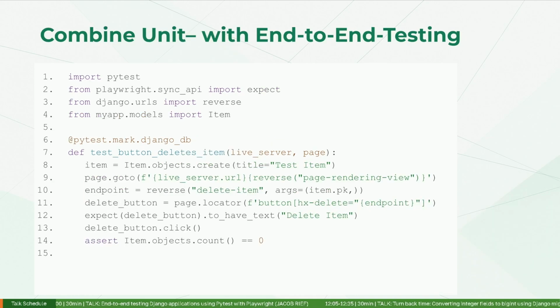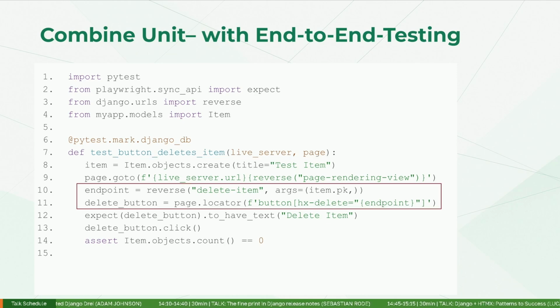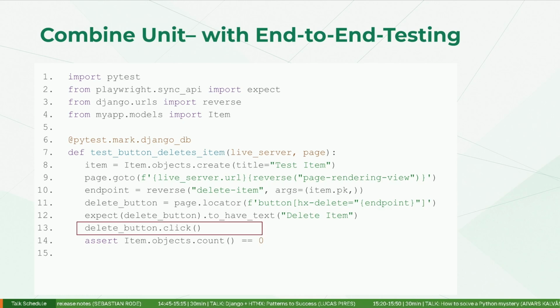This example shows how to use a hybrid approach for both ways of testing. It combines an end-to-end test with a unit test. Here I try to test if an element is deleted from the database after the delete item button is clicked. First, let's create a dummy item which later will be deleted. Therefore, the page has to be loaded afterwards. Now let's locate the delete button in the DOM. Since our page is rendered using HTMX, we can use the given endpoint for deletion. We then click on that button.